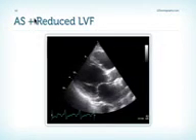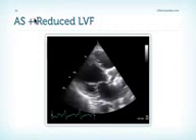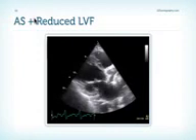This is a typical example of a patient with low flow, low gradient aortic stenosis. Look at the highly reduced left ventricular function.